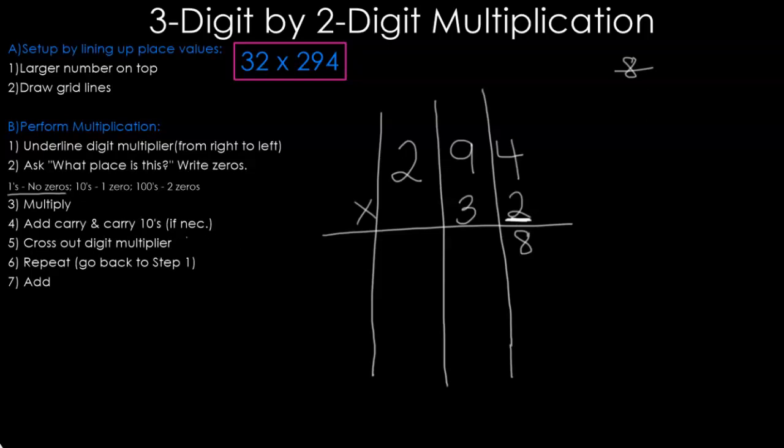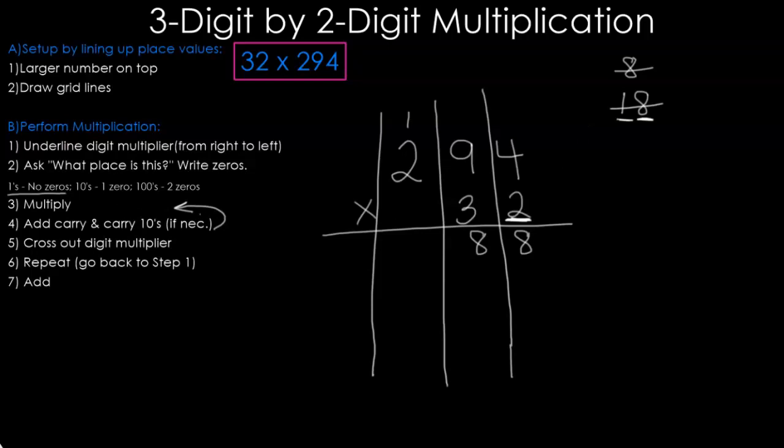Now we're going to go back to this step. We did 2 times 4. Now let's do 2 times 9. What is 2 times 9? 18. Are there any carries up here to add? Nope. Do I need to carry a tens? Yeah. I have ones here and tens. So we write the ones, we carry the tens. Remember that: write the ones, carry the tens. Once we write a number over here, we cross it out so we know we're done.